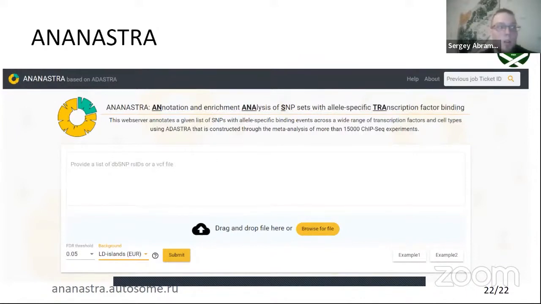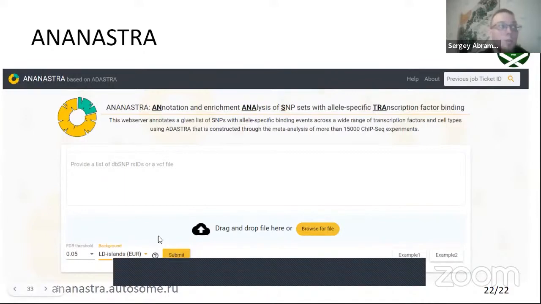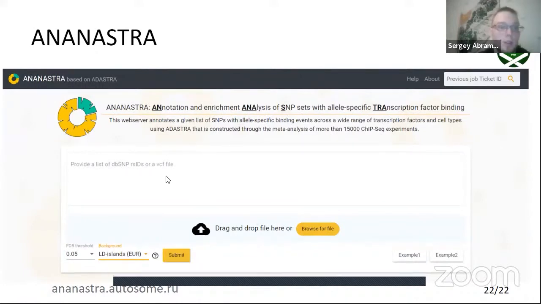Therefore, it can help you to understand the mechanisms underlying some of the polymorphisms you provided, and it can help to narrow your search if you are searching for a causal variant, for example. Additionally, this tool performs enrichment analysis of the provided variants with allele-specific binding events.